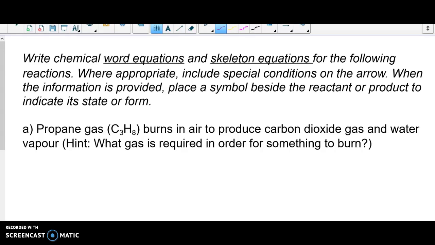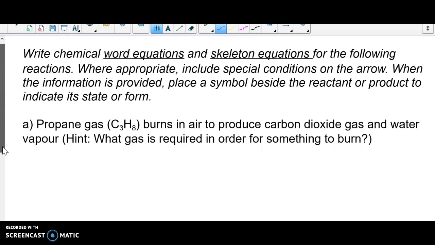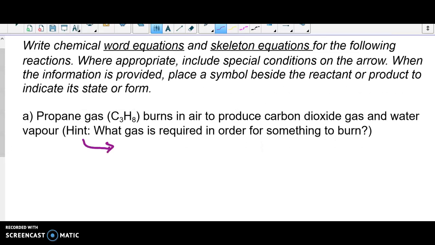So now we're going to read each of these sentences which describe a chemical reaction, and we're going to write the word and skeleton equation. So for the first one, we've got propane gas, which has a chemical formula C3H8. It burns in air to produce carbon dioxide gas and water vapor. And the hint is you have to think of another gas that is required in order for something to burn. And that hint hopefully gets you to realize that the other reactant required for something to burn is actually O2 gas.